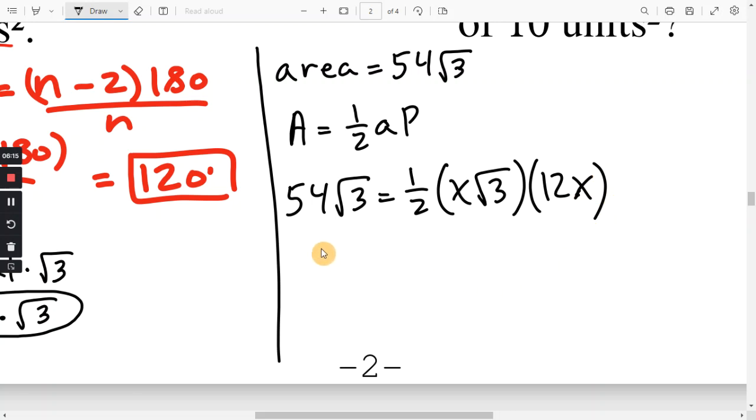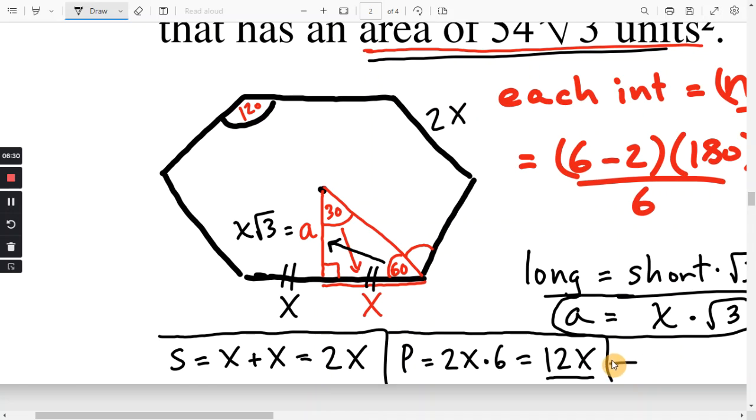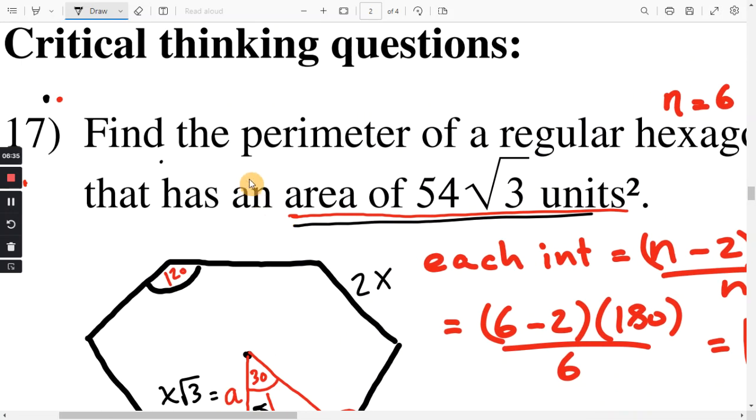All right, so you should be able to solve it from there. I would suggest you divide both sides by radical 3, get rid of that. You're going to have x squared equals something. You take the square root, that gives you x. And then you plug in x right there for the perimeter, 12x, and that's what they asked you for, the perimeter.